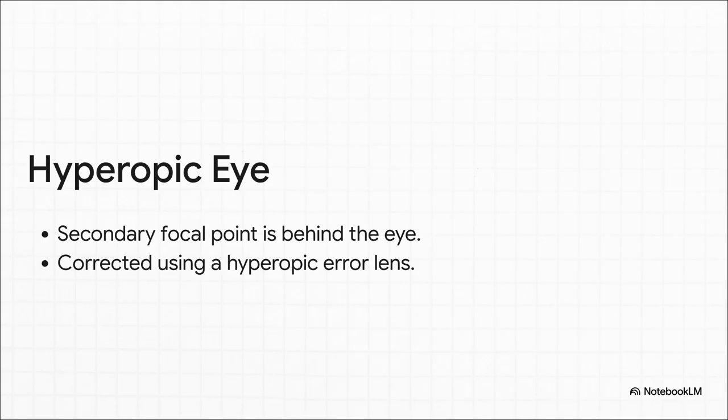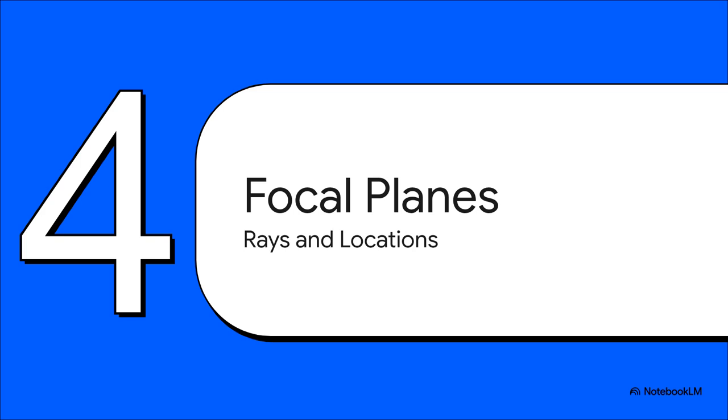We place a plus lens in front of the eye to pre-bend those rays, physically pulling that secondary focal point forward until it rests perfectly on the retina. It's anatomy matching physics perfectly. Part 4. Navigating the focal planes.